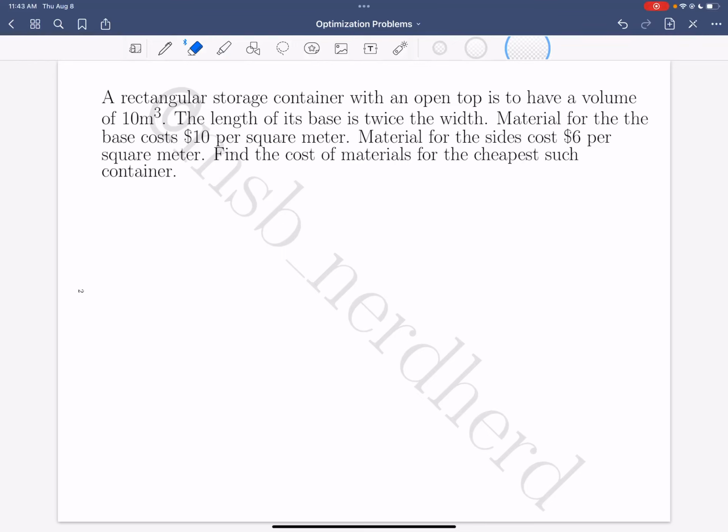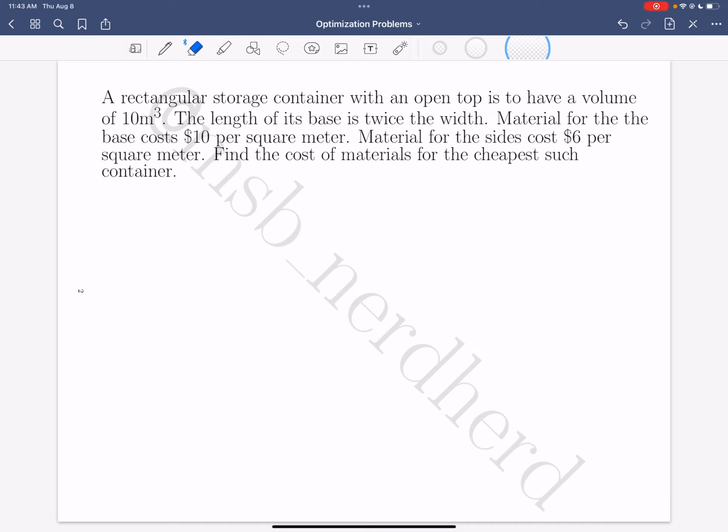Alrighty, hello everyone. So today we're going to be doing another optimization problem. Woohoo! I actually think optimization problems are rather fun, but that is up to debate for a lot of people, and that's okay.